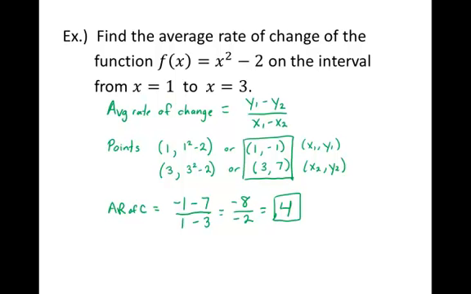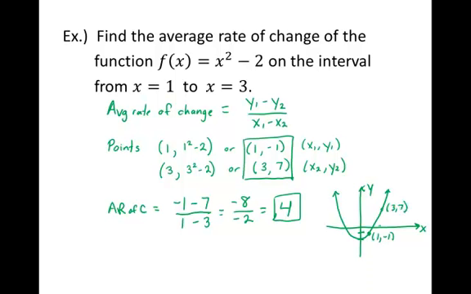What does this mean? Well, let's look at the graph to understand what this idea means. First off, if we graph x squared minus 2, that looks like our standard parabola shifted down 2 units. So it would look something like this. Looking at that, I want to look at the 2 points in question. Here's my first point, (1, -1). And my second point would be up here somewhere. This would be the point (3, 7).